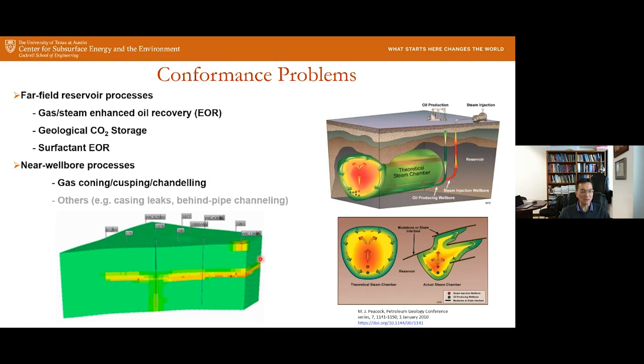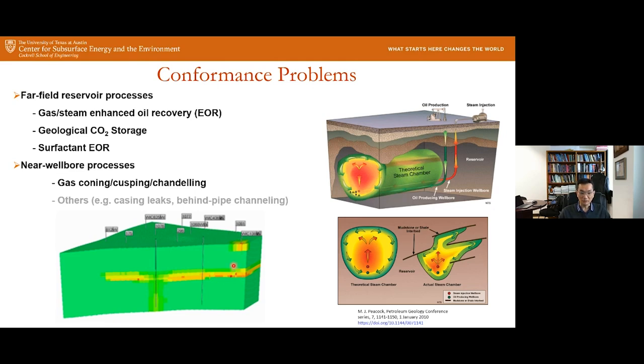For example, if you are looking at this reservoir, you can see that there exists a very high permeability zone. We often call it the thief zone. Because of the high permeability contrast between the thief zone and the surrounding zone, if you inject, for example, CO2 into this well, intuitively CO2 will channel through the thief zone and be produced prematurely into the producing well surrounding it.